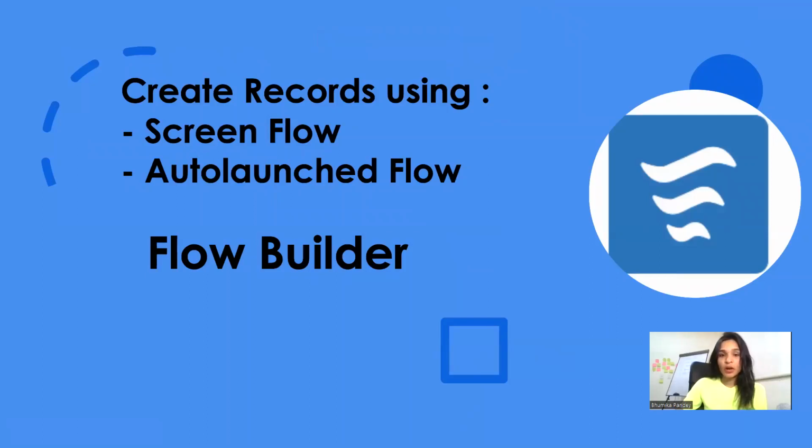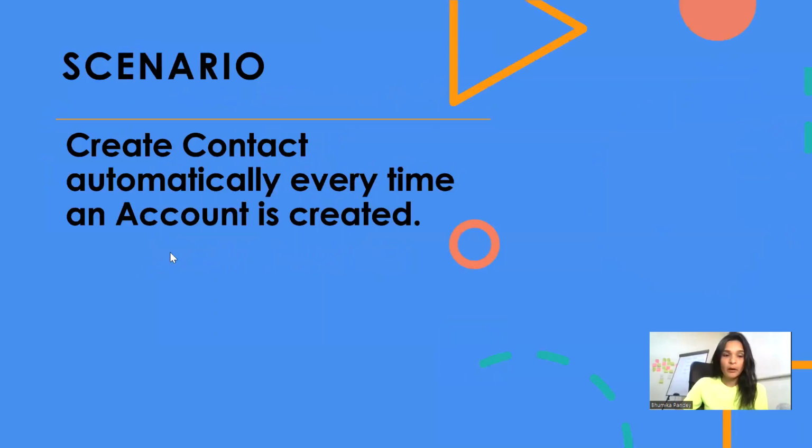Today we are going to see how to create records using ScreenFlow and Autolaunch Flow. So I've listed down a scenario over here. The scenario is to create a contact record whenever an account is created, right?